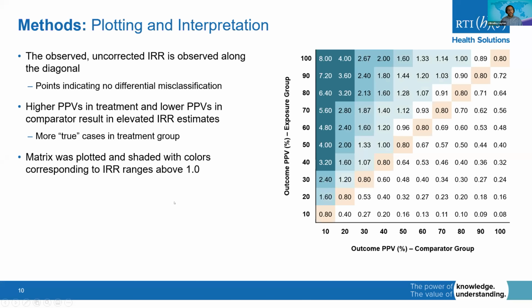We then shaded the area of the figure with darker colors corresponding to higher corrected IRR estimates. And we left all corrected IRR estimates below the null unshaded. This was a safety study with an observed IRR estimate below 1. So our primary concern was to investigate whether there was a truly elevated risk of the outcome, which was obscured by differential misclassification. We weren't necessarily as concerned about the magnitude of IRR values below 1, but the figures certainly could be constructed to accommodate that if it was of interest in your study.